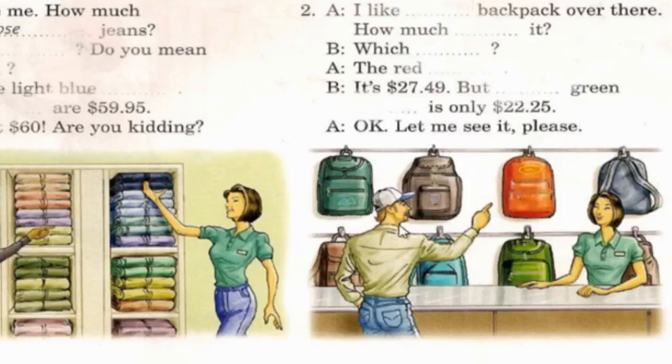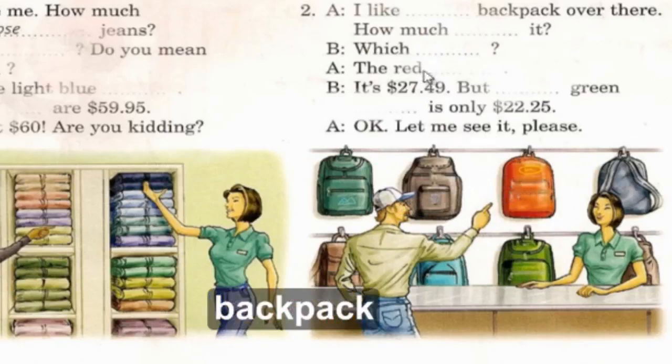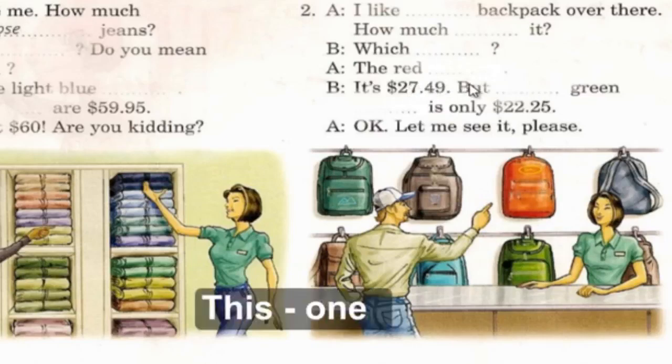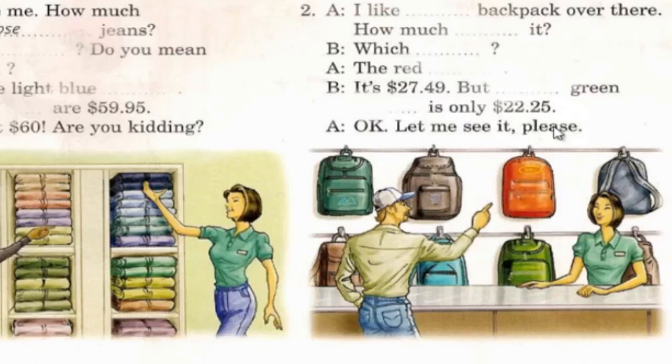Here, look at the picture. Different bags. Red bag, green bag, brown bag. This is called a backpack. I like that backpack over there. How much is it? Which one? The red one. It's $27.49. But this green one is only $22.25. Okay, let me see it, please.